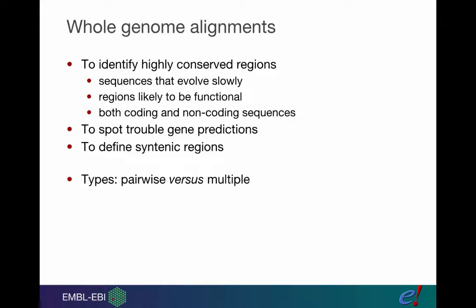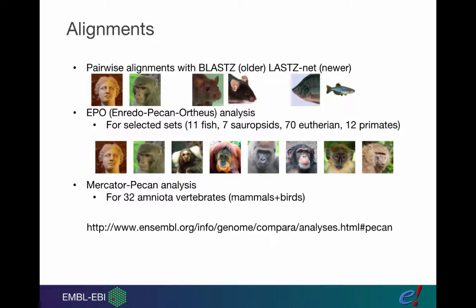We do both pairwise and multiple whole genome alignments. For pairwise alignments, we use BLASTZ and LASTZ-net, and we compare fairly closely related species. So we compare human to everything, and then for less commonly studied species, we compare them to human and the main model organism that they would be associated with.